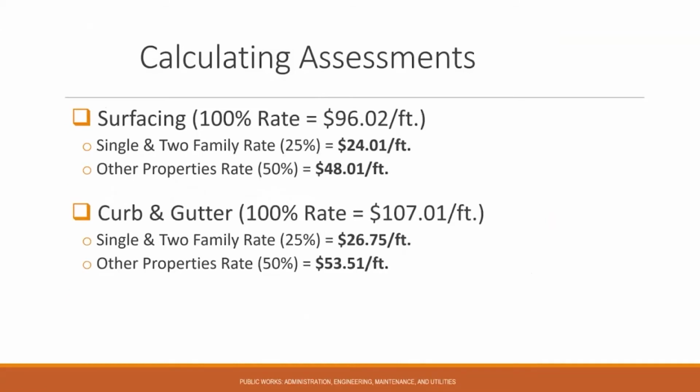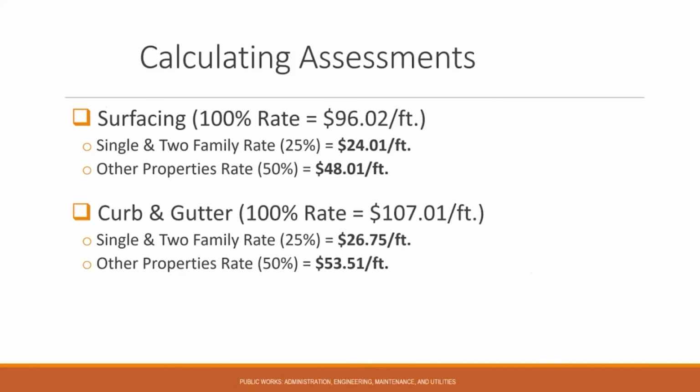As I mentioned previously, the city does not assess at the 100% rate. We do assess at a 25% rate for single and two-family homes, and all other properties are assessed at that 50% rate. This slide just shows how those numbers were calculated. For single and two-family, taking 25% of that 100% rate, we get $24.01 per foot for surfacing. For all other properties, the 50% rate comes out to $48.01 per foot.